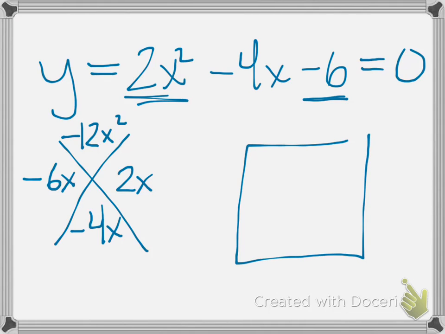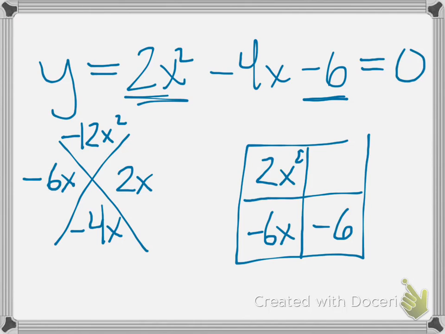Now from here, you can go draw your generic rectangle. We'll put the 2x squared in one of the boxes. Diagonally from that, we'll put the negative 6. And then we'll put our negative 6x and the 2x into the other two. Now the 2x squared has to be factored as 2x and x. There's no other way to factor it. And you can put the 2x either on the left side or on the top. That doesn't really matter.